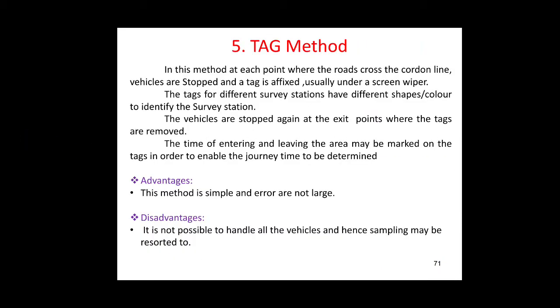Next is the tag method. In this method, at each point where the road crosses the control cordon line, the vehicles are stopped and a tag is fixed, usually under the screen wiper. The tags at the different survey stations have different shapes and colors to identify the survey station. The vehicles are then stopped again at the exit points where the tags are removed. The time of entering and leaving the area may be marked on the tags in order to enable the journey time to be determined.